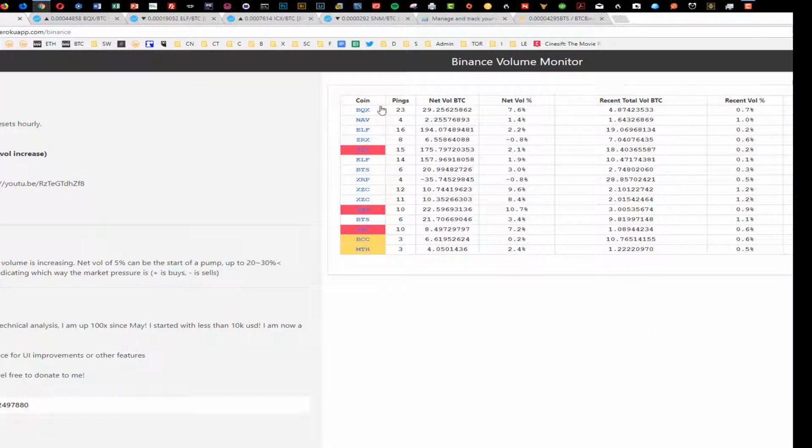Now if we look at the volume monitor, BQX, which is a trade that I mentioned in an earlier video. I'm in ELF as well, so it's good to see that ELF is shooting up. I've already got my sell order in. Let's see where I'm at on ELF.